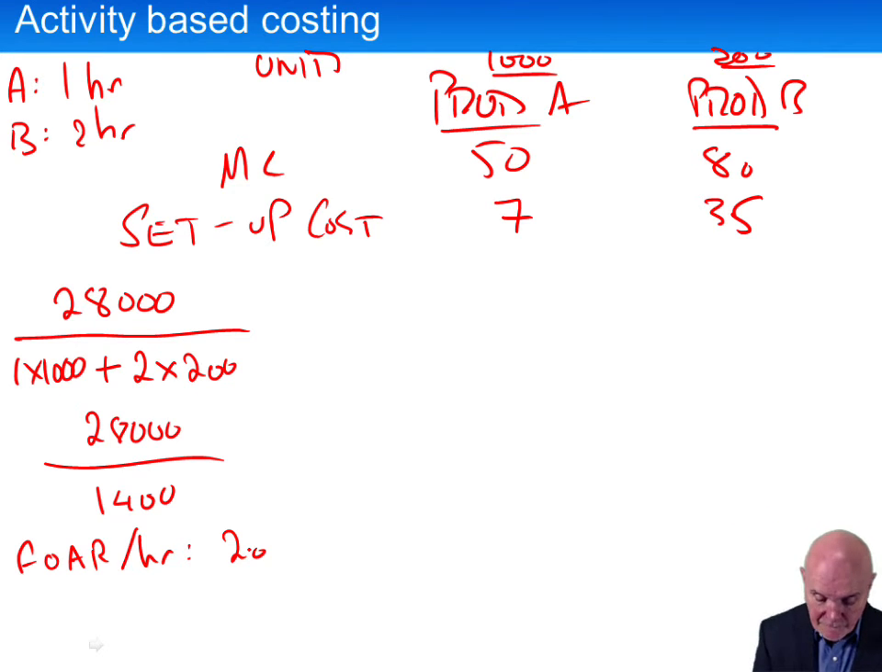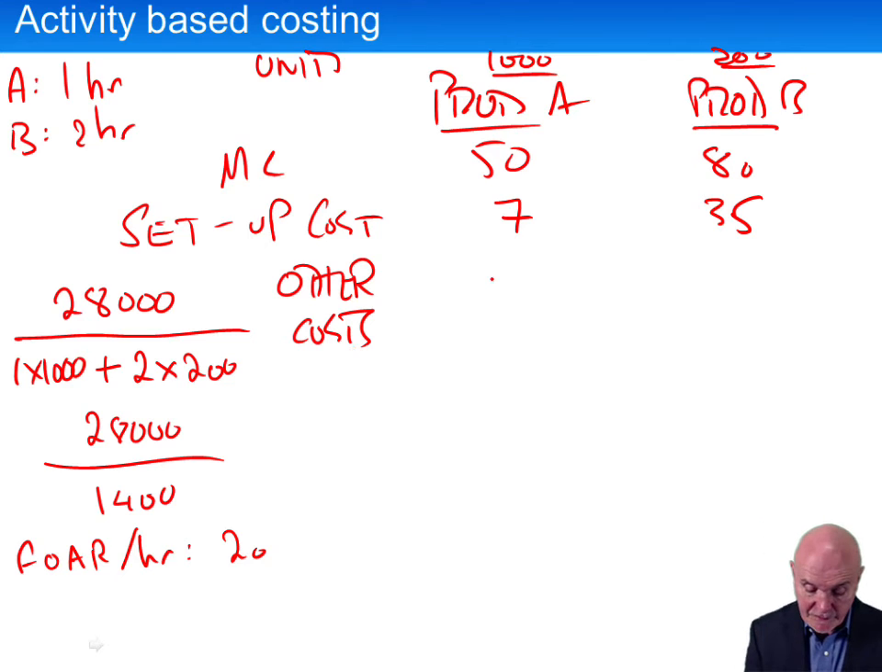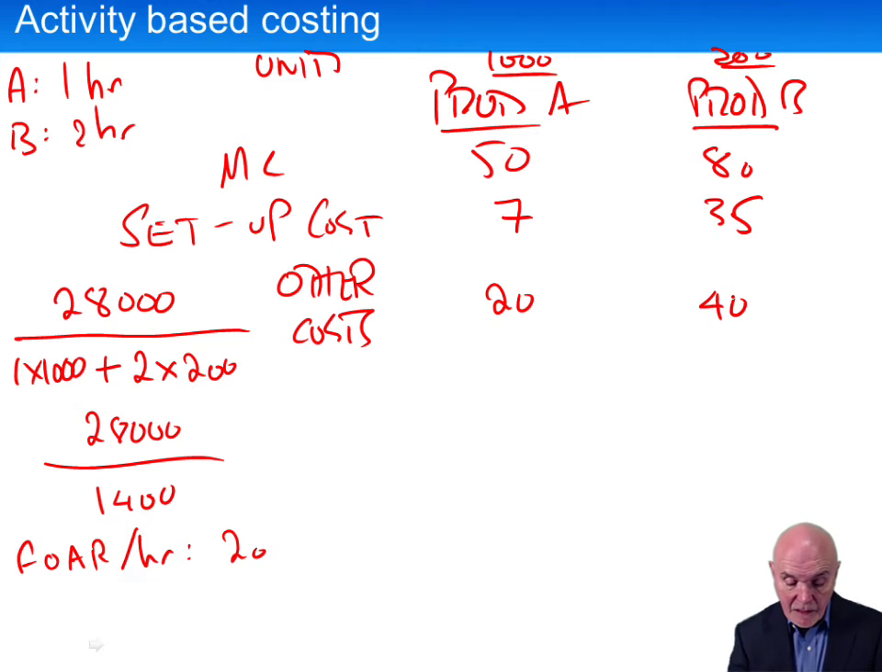This would mean that the other costs here, we said that A takes 1 hour, so it'll have 20, and B will take 2 hours, so it's going to be basically 40. And this will absorb all of these 28,000 overheads, because we have 1,000 units at 20, that's 20,000. We have 200 units at 40, that's 8,000, and that comes back and will absorb that 28,000.